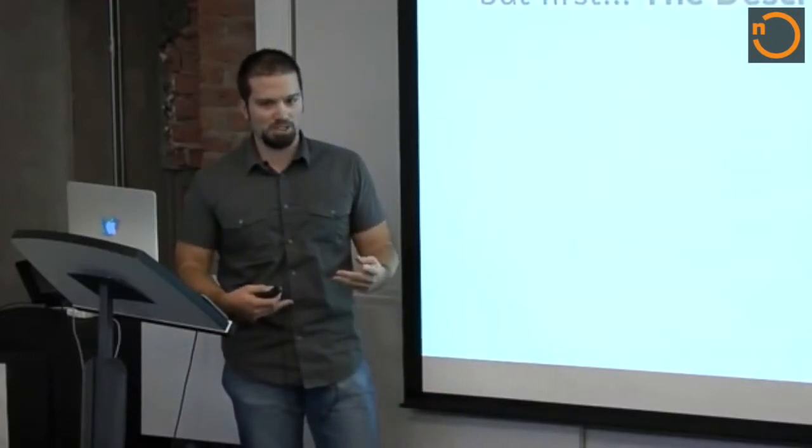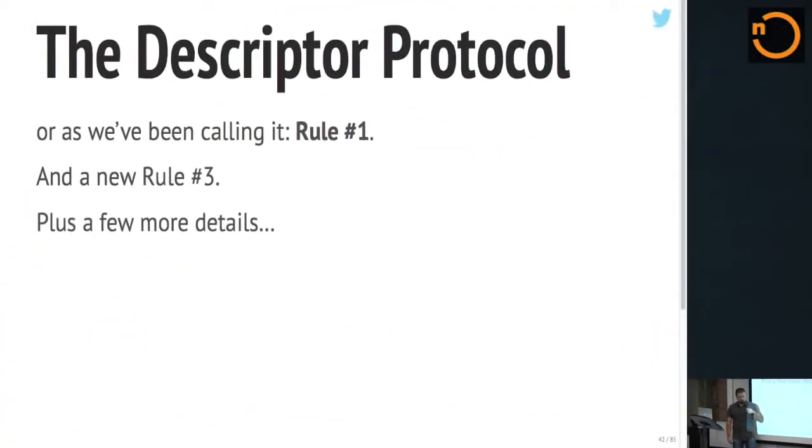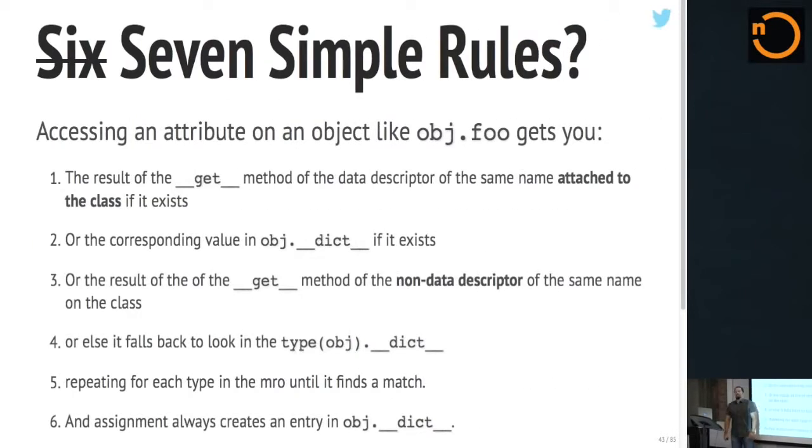Okay, so we'll look at the implementation, some ways to implement those 3 functions, like what they mean. But first, you'll hear people talk about the descriptor protocol. So just to clarify, the descriptor protocol is rule number 1 explained, and also a brand new rule number 3, plus a few more details of management. So here's the deal. 7 simple rules. If you say object.foo, what you get back is the __get__ method of the data descriptor that's attached to the class, the type of the object you're referencing, if it exists.